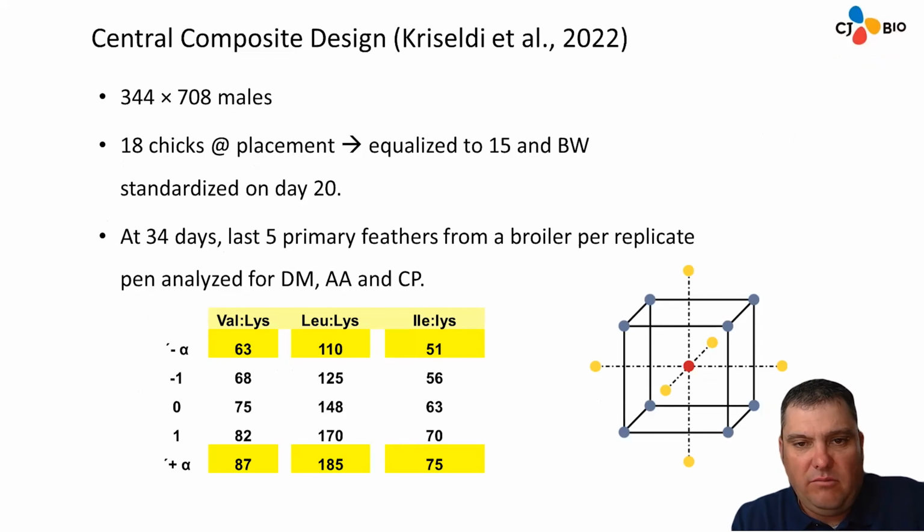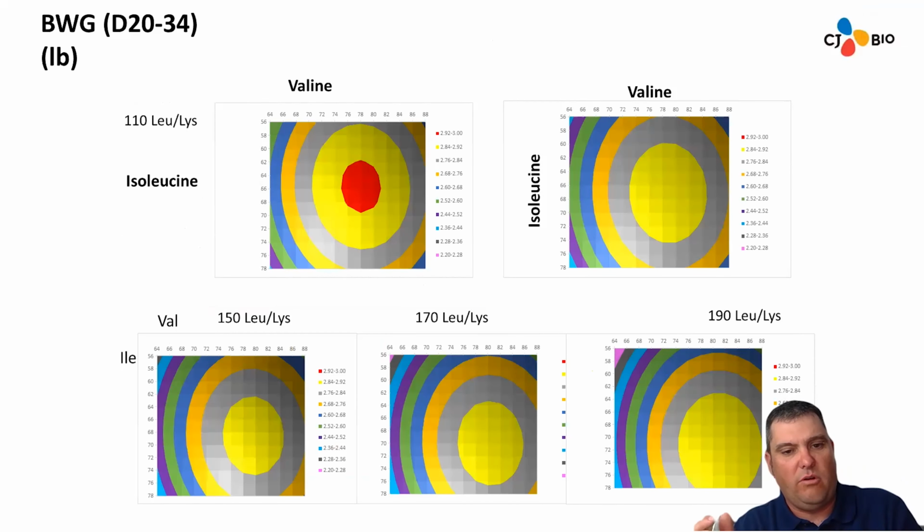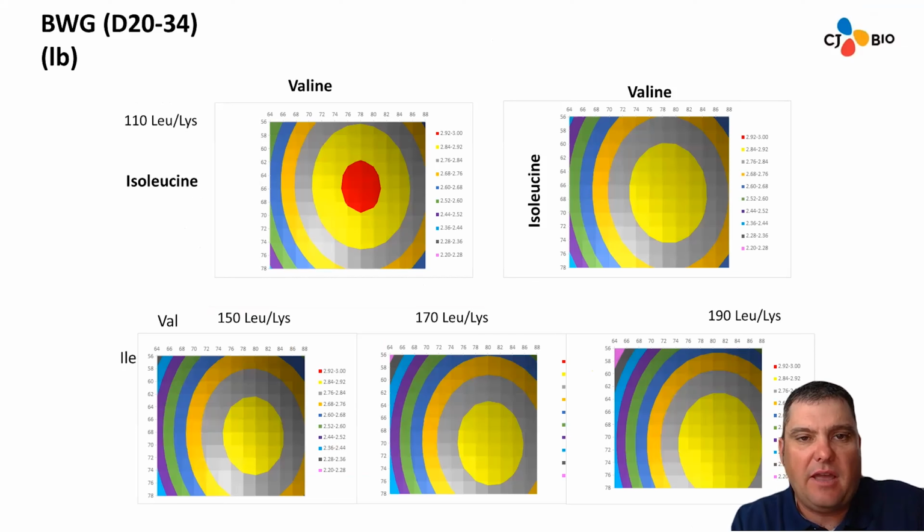That led us on our most recent adventure, to conduct a central composite design in Ross 708 by 344s. We conducted this in conjunction with Aviagen, trying to identify the proper branched-chain amino acid balance. So let me walk you through these graphs real quick. We have 5 different surface plots at 110, 130, 150, 170, and 190% leucine to lysine. Then we have increasing valine going left to right and increasing isoleucine going from top down.